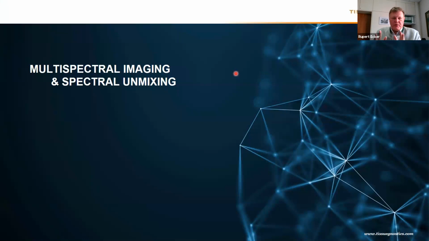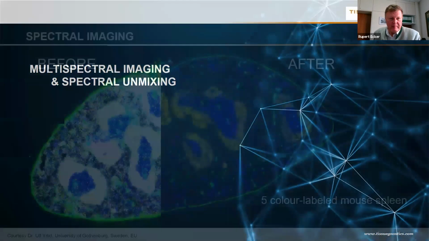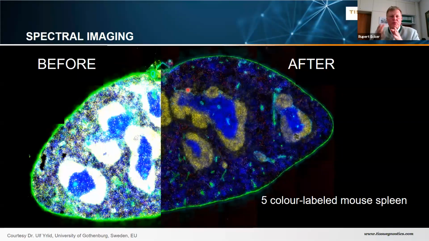The second technology which can be used to increase the number of markers on the same cell population is multispectral imaging and spectral unmixing. For this, we use a liquid crystal tunable filter that acquires a lambda stack. You are probably familiar with the term z-stack from confocals. A z-stack is when you acquire the same field of view at different focal positions. A lambda stack is when you acquire the same region at the same focal position, but in different spectral intervals.